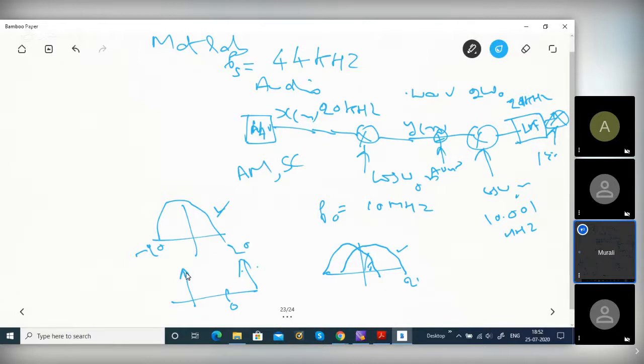You can bring back to original actually. But this is not possible in AM, whereas in the digital domain, we will measure the frequency offset, and we will compensate it. There are ways to measure the frequency offset, and we will compensate it.